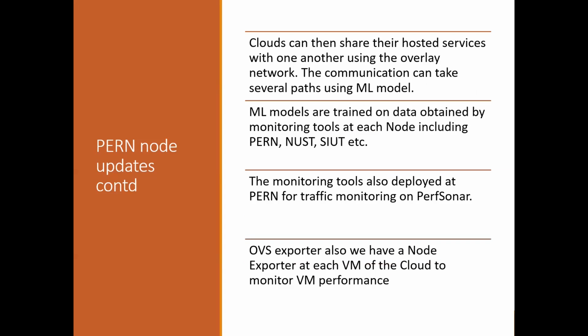The communication can take several paths using the ML model. The ML models are trained on the data obtained by the monitoring tools at each node, including PAN, NAS, and Sarhad University. The monitoring tools are also deployed at PAN for traffic. The monitoring tool we have used in this project is perfSONAR, and also the Open Virtual Switch exporter. Also, we have a node exporter at each VM of the cloud to monitor VM performance.